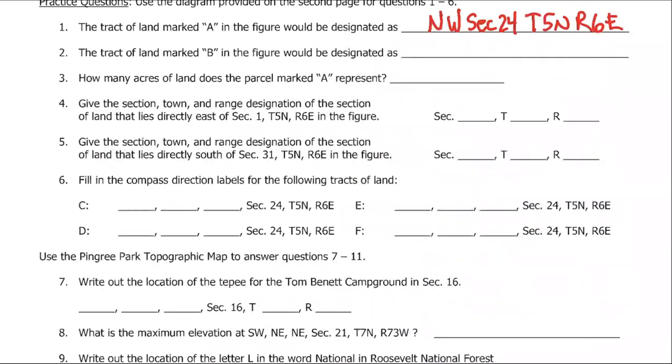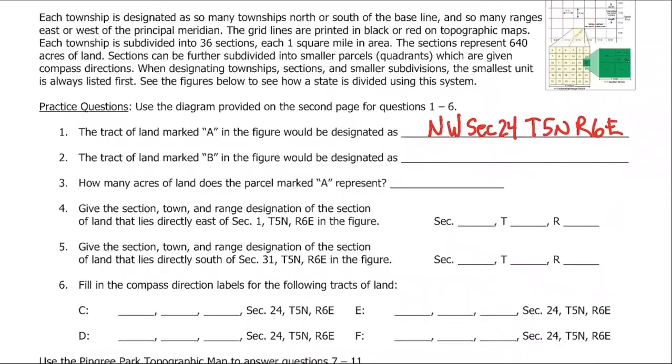So all this is the same. So I'm going to write section 24. Oh, actually, I'm going to need some more room. I'll show you why in just a second. So this is section 24, T5N, R6E. All that's the same. And notice it gets bigger as you go to the right. So section is smaller than a township, which is smaller than a range sort of thing. So that's where we're going with this.